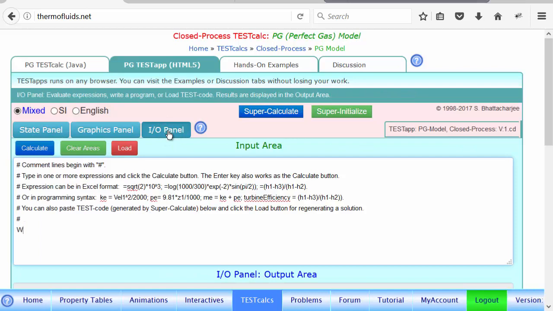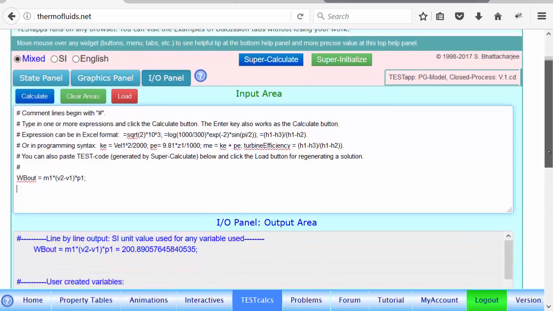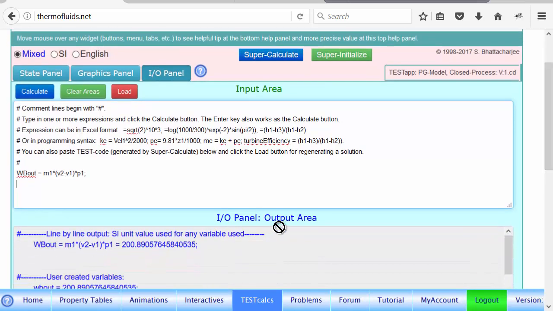So let's call it WB out. The amount of boundary work that is coming out is what? m1 times the change in volume, so V2 minus V1. This is the change in volume, and the pressure is constant in this problem, so P1 equals P2. I can choose any of them. So change in volume times pressure is really the boundary work. And when I hit the calculate button, it is shown in the output area. So about 200 kilojoules of boundary work is performed in this problem.